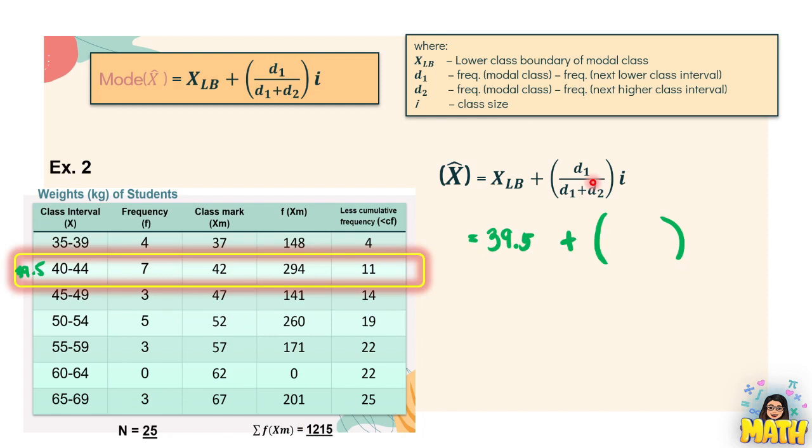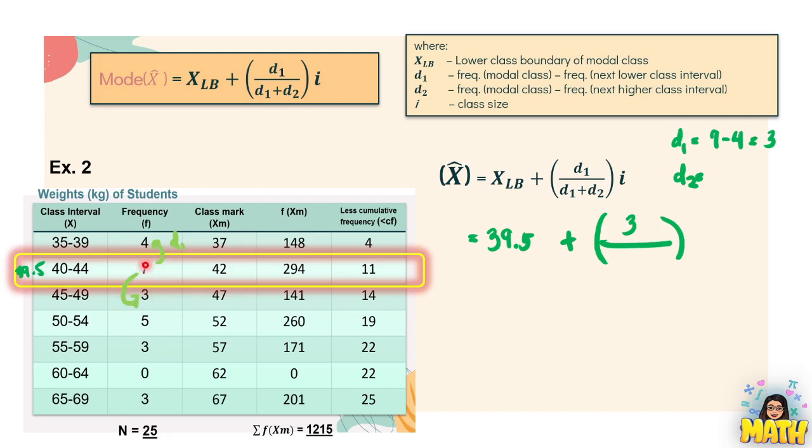39.5. Next, let's find the difference of the frequencies, starting from the frequency of the modal class, 7, minus yung frequency ng lower class interval, 4. So, 7 minus 4, 3. For D sub 2, we subtract the frequency of the modal class minus the frequency of the higher class interval.